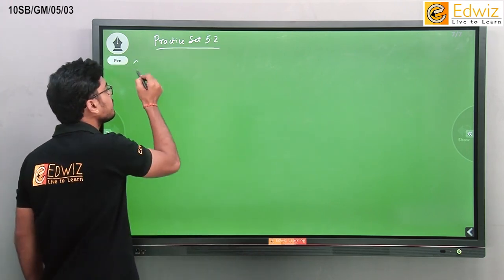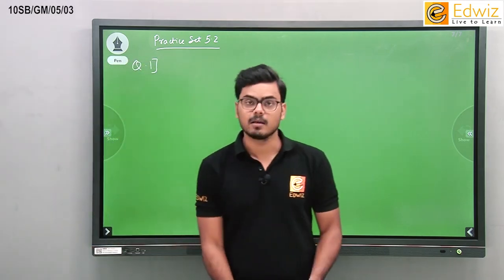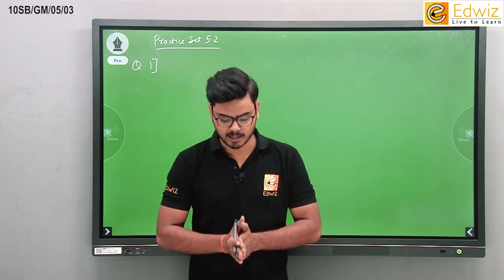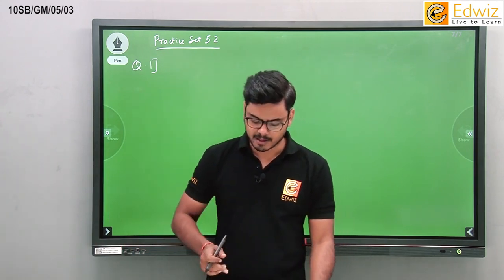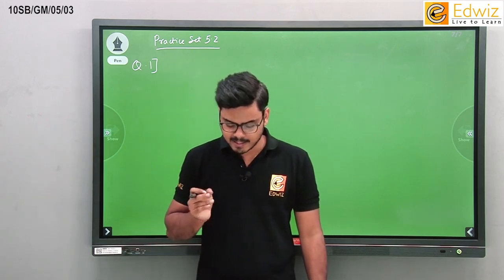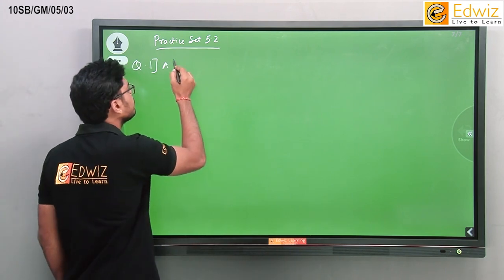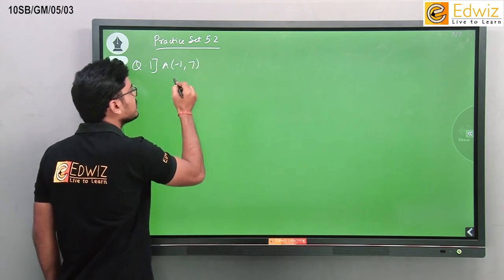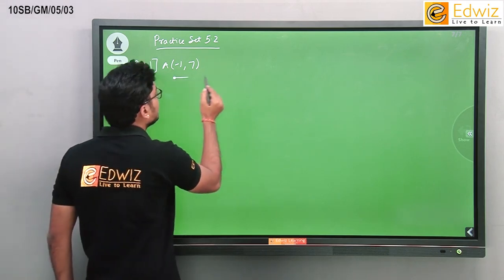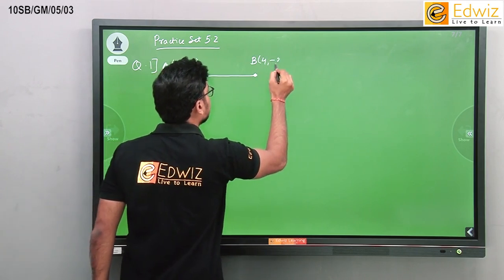Okay, so the very first question is a very simple question in this practice set. It is just direct use of the formula that we studied, section formula का direct use हम लोगों को वहाँ पे करना है. Find the coordinates of point P which divides the line segment joining the points A (-1, 7), so this is point A, suppose, and B (4, -3). Suppose there is a point B (4, -3).